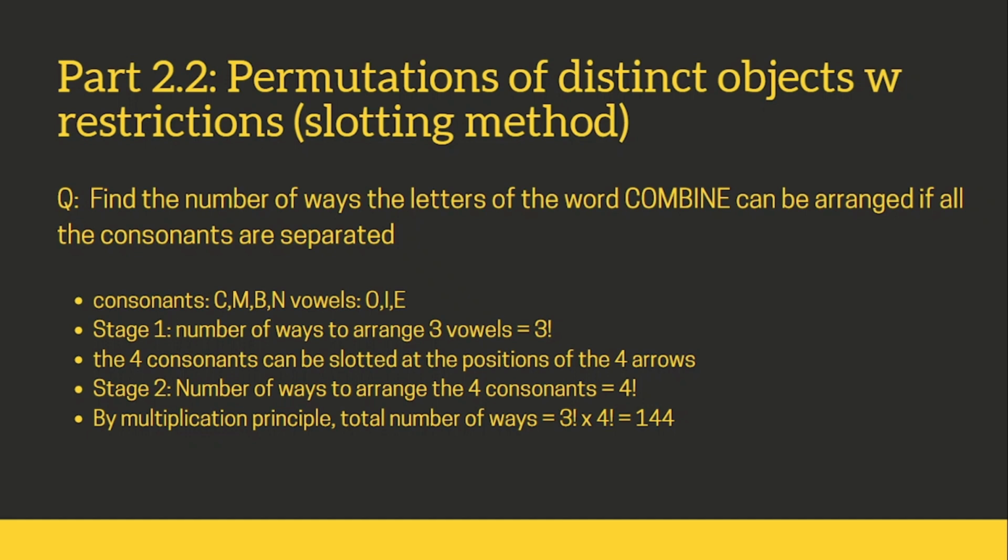So stage 1 is we find a way to arrange the vowels. We don't want to do the consonants first because we want them to be separated. We just arrange the vowels first. And so after we arrange the vowels, we slot the consonants in between them. Think of that as 3 separate pillars, and there are 4 gaps in between. And so these 4 consonants can be slotted into the 4 gaps. When you do that and arrange the 4 consonants, there will be 4 factorial. So the answer will be 3 factorial times 4 factorial, which equals 144 different ways.